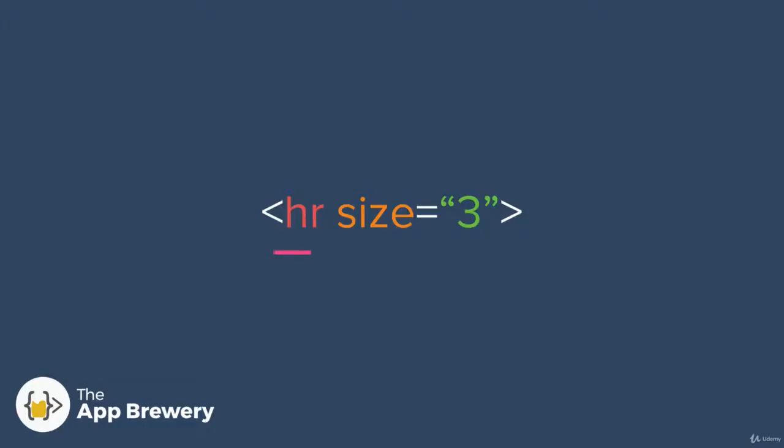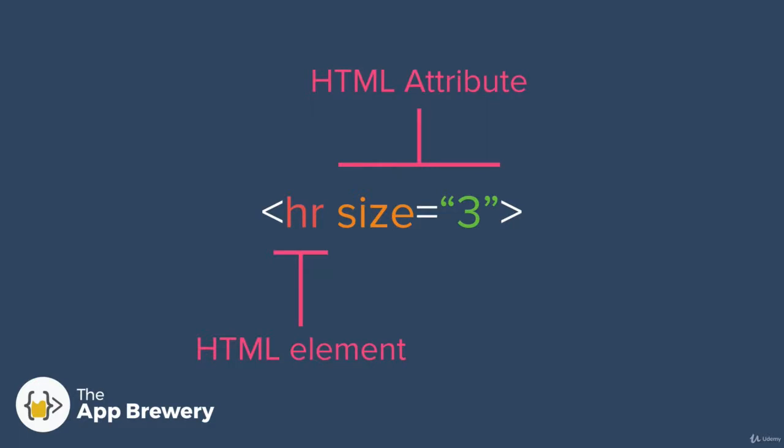Now we know that the first part of the tag is the HTML element, and it's BR or HR, whatever it is that you want to use. The second part inside the angle bracket, or inside our tag, is new. This is called an HTML attribute, and it basically gives more information to the browser to specify modifications to that HTML element. So in this case, we're saying that we want a horizontal rule, but we want it in size 3. Now, what does size 3 mean? And how do we know that we have these HTML attributes available to us?